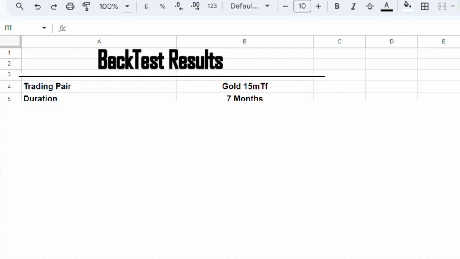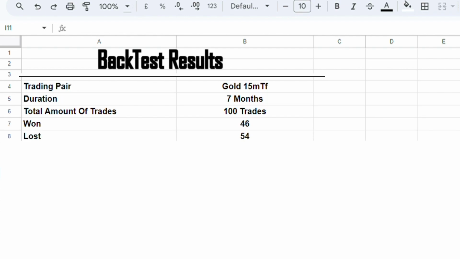Okay, so in 7 months, we took 100 trades, 46 won and 54 lost. A max drawdown of 3%, which isn't bad at all, but the final net profit in those 7 months was 15%. Would I recommend trading it? Not really, because it takes up a considerable amount of time every single day to trade for only 15%.